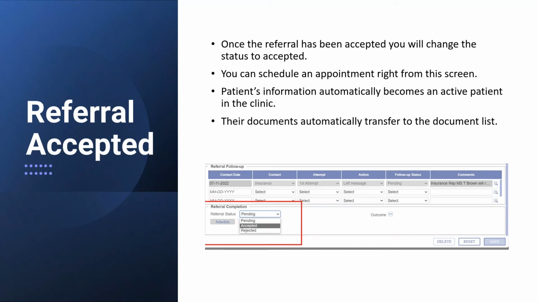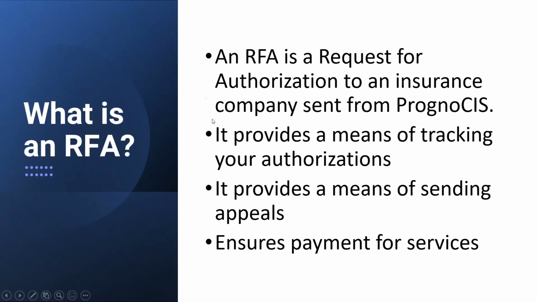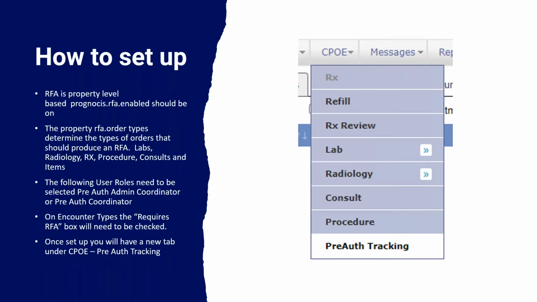The next gem that I have is requests for RFA. This is also something that needs to be turned on. A request for RFA is a request for authorization to an insurance company. It provides a means of tracking all your authorizations. It provides a means of sending out appeals and helps to ensure you get payment for your services.